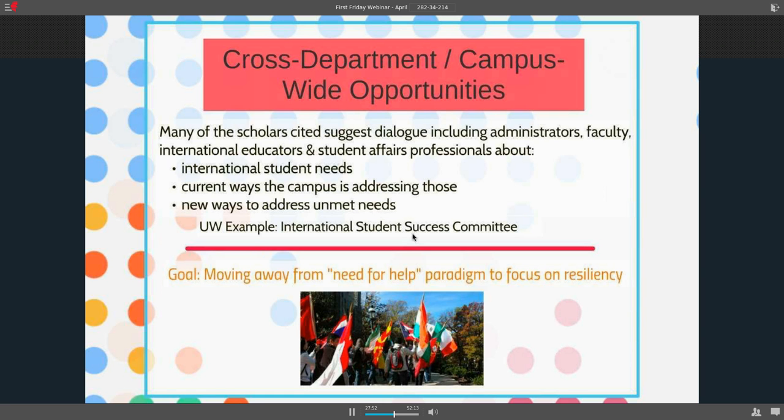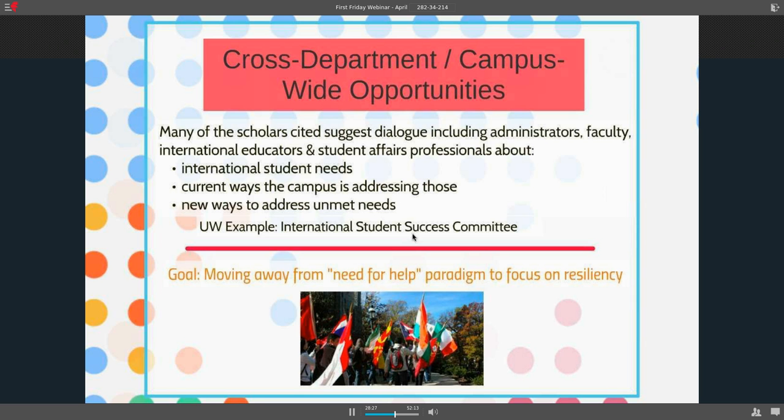So there's lots of research that suggested that some of the different opportunities that we had were cross-departmental and campus-wide. There's lots of research that suggests that dialogue that includes multiple people across the campus would be really helpful to supporting our international students. So getting dialogue between administrators, faculty, international educators, and student affairs professionals so that they could all talk about what they're noticing the international student needs to be, how they are addressing those needs, and then new ways to address anything that might be unmet.